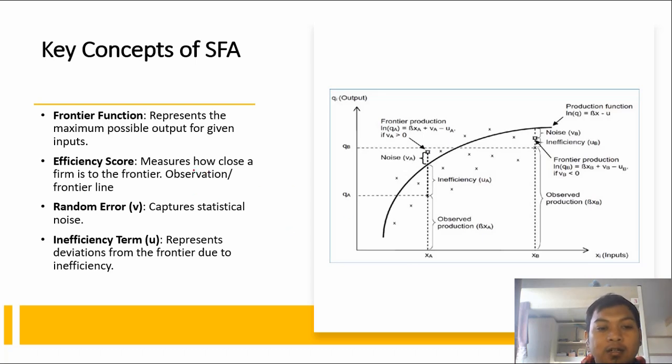The formula is observation divided by frontier line. For example, here the efficiency score is observation production divided by the frontier here. And then here the efficiency score is the observation divided by the frontier here. Okay. And then for random error, this one, random error. And the inefficiency term is here, this one. Okay.